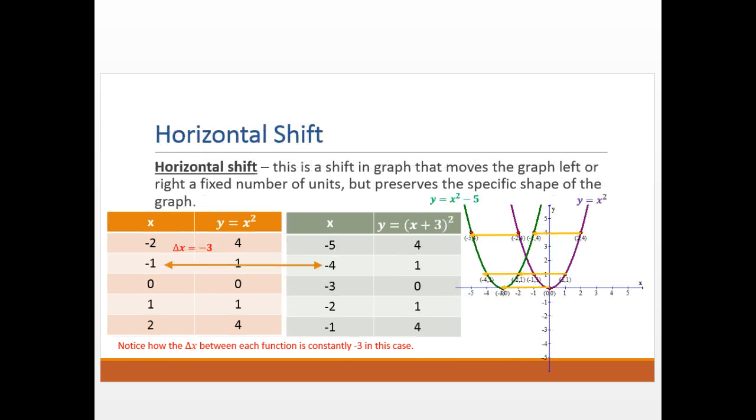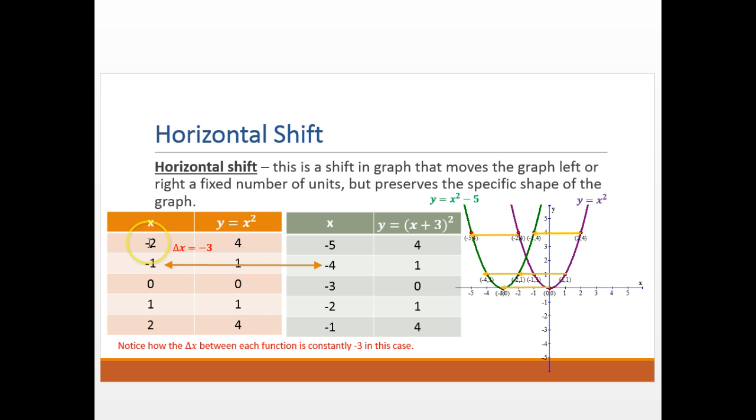Similarly, if I look at horizontal shifts, they may be a little bit easier to see. These are shifts left and right. Again, they preserve the shape of the graph. This orange table has the graph y equals x squared, which corresponds to the purple graph in here. And this greenish table has the graph y equals the quantity x plus 3 squared. Notice the green graph is just shifted to the left 3 spots. Notice the y values are all the same in this case.